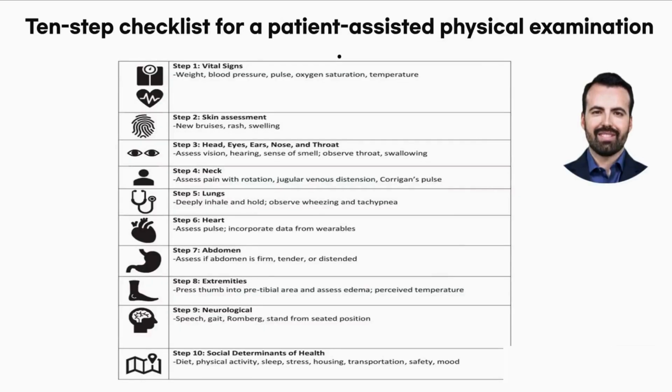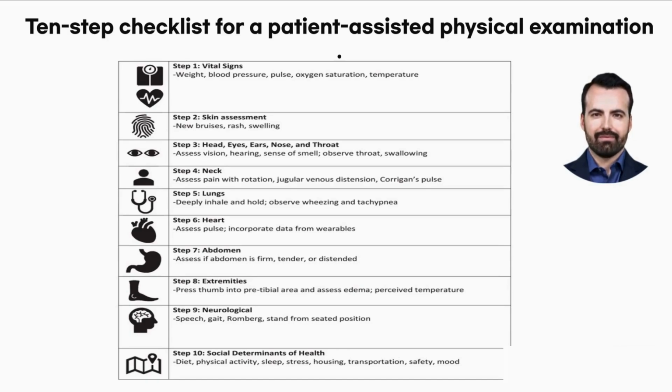In this figure, you can see the 10-step checklist for a patient-assisted physical examination. Let's talk about these steps. Step 1. Vital signs. Patients need to check their weight, blood pressure, pulse, oxygen, and temperature. The patient can be guided through these measurements by a medical assistant or nurse prior to the virtual visit.